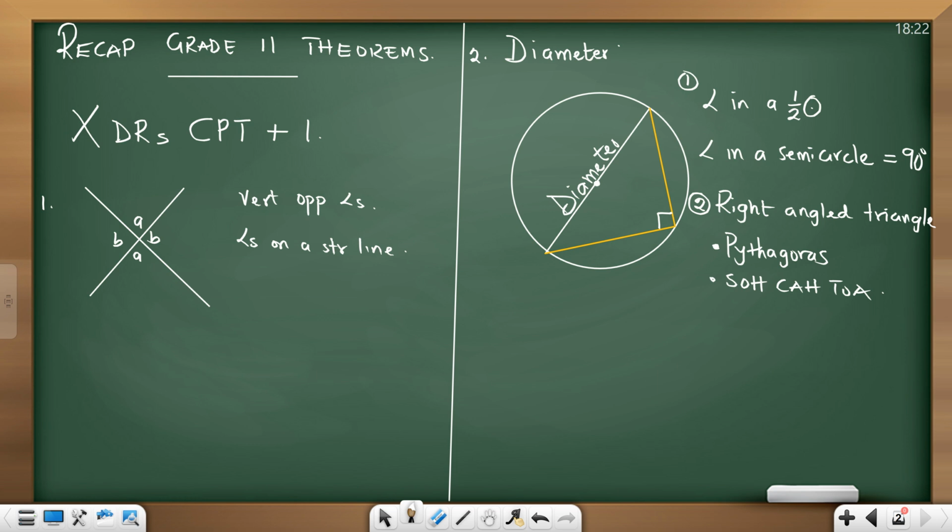But anytime I see the D, diameter, please, this is what I think about. So you need to know these things and quickly walk through. All right. Angles in a semicircle, right angle triangle, Pythagoras, SOHCAHTOA. That's all I'm thinking about.